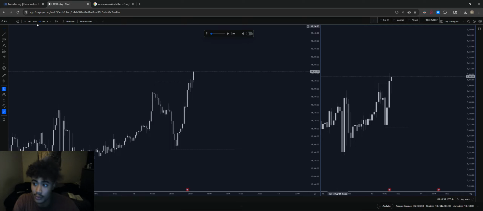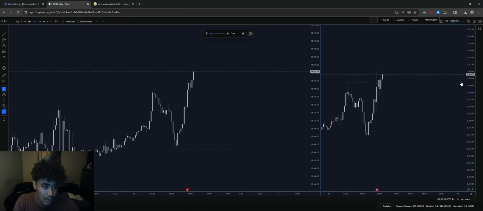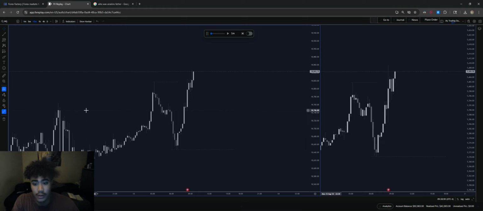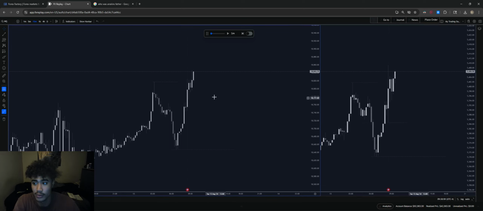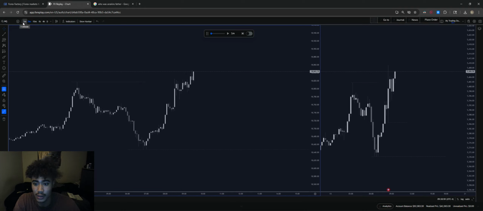That doesn't really matter to me. So nothing on the 15 on NQ, but I will mark out this low on ES. The reason why I'm doing this is if we take out this low, it allows me to understand, hey, did we just SMT? That's literally all it's for, if I'm gonna be completely honest.